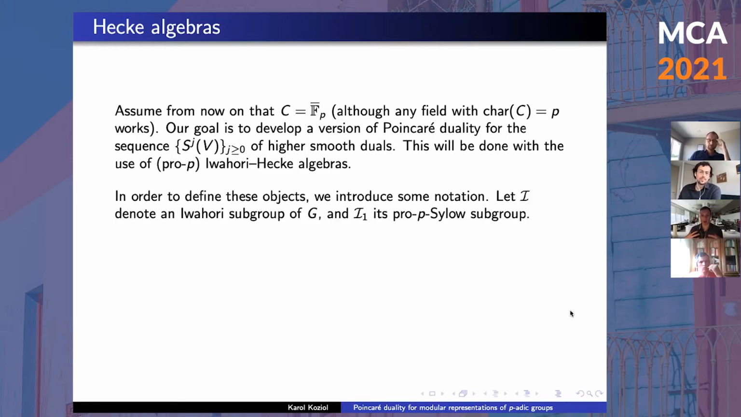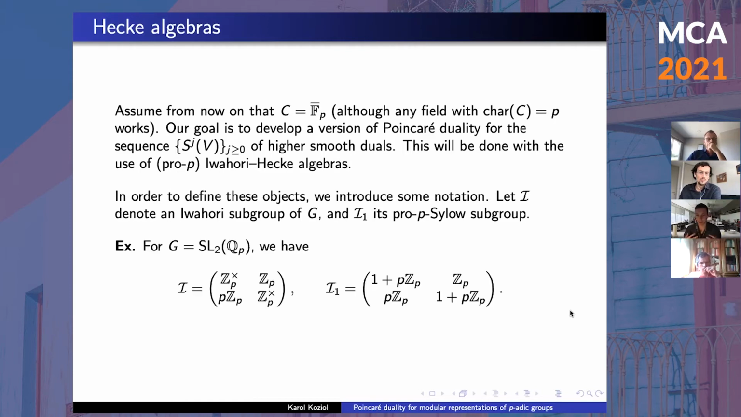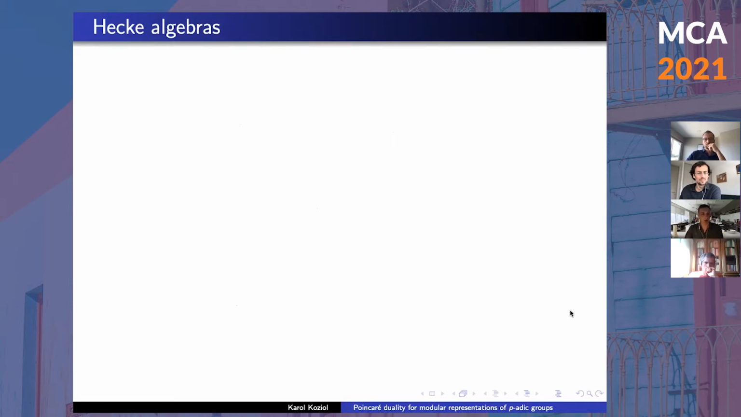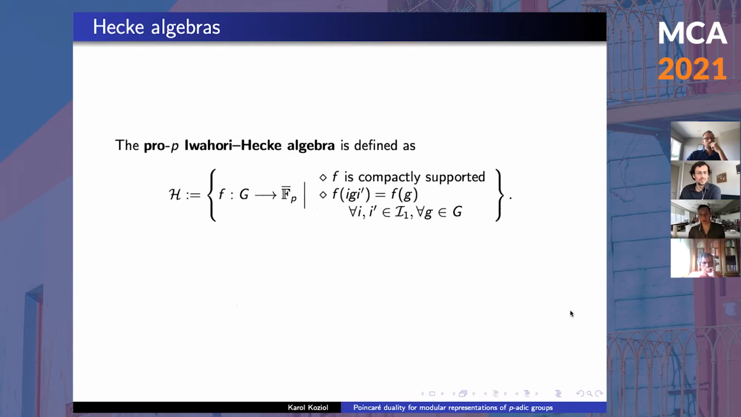I'm going to let I denote an Iwahori subgroup of G, and I_1 its pro-p Sylow subgroup. If you've never seen these things before, you can keep this example in mind. For SL2(Qp), the Iwahori is simply all matrices which are upper triangular modulo p. And this pro-p Iwahori, which is a little less common, is all matrices which are upper triangular and unipotent modulo p. Out of this, I'm going to define the pro-p Iwahori-Hecke algebra with the following definition.